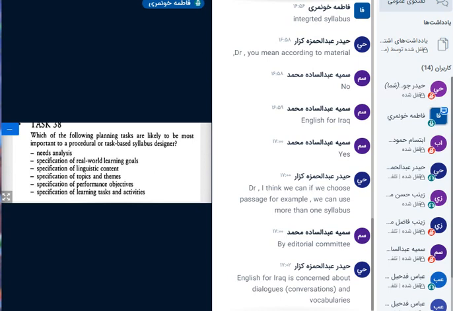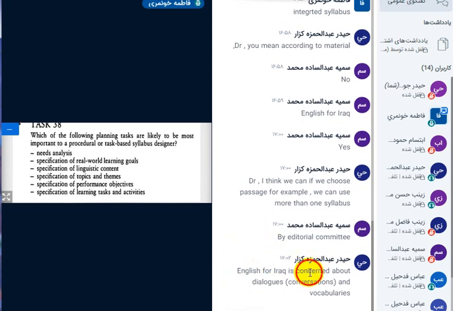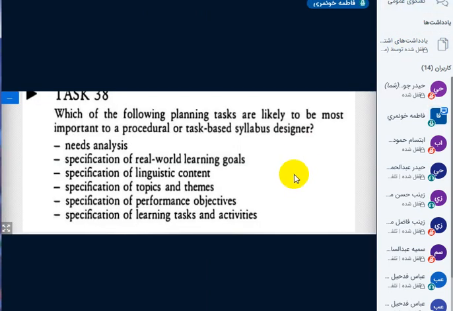So English for Iraq is concerned about dialogues, conversations, and vocabulary. I see. Just one book for teaching all through the country, for all the language schools or institutions that deal with English language teaching.